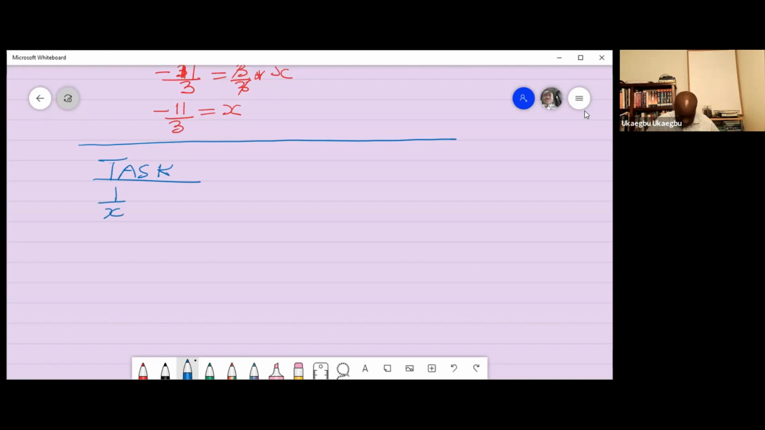1 over x plus 2 over x is equal to 1 over 6. Solve for x.